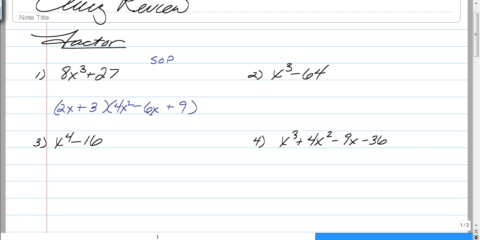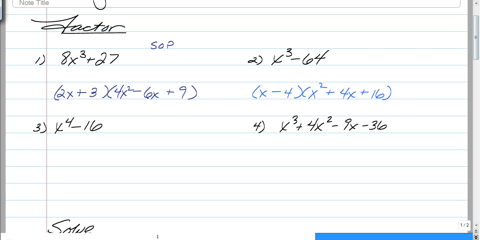The next example is very similar. It's just the difference of two cubes. So you're going to start with a small and large set. Same sign, opposite sign, plus sign. Cube root of x cubed is x. Cube root of 64 is 4. Square the first term and put it in the first spot. Square the last term and put it in the last spot. Multiply those two terms together and put them in the middle, and you are done. So that is the sum and difference of cubes.